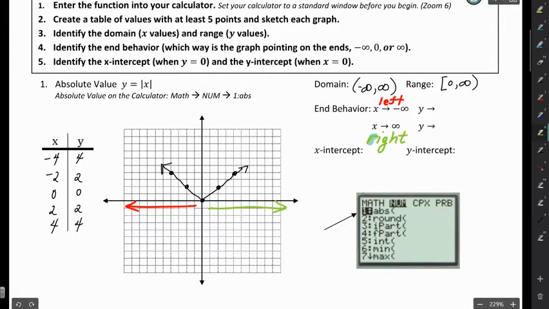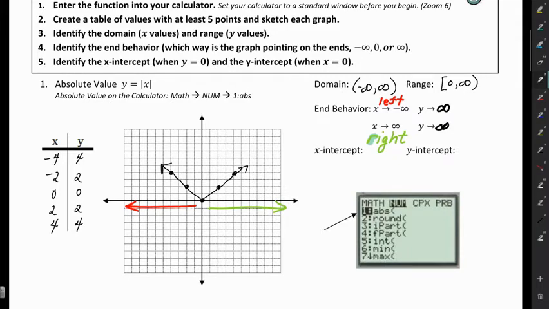Okay, which way is the graph pointing? As we look to the left, the graph is pointing up to positive infinity. So the end behavior here is positive infinity. And as we go to the right, the graph is also pointing up, so y is approaching positive infinity, right?